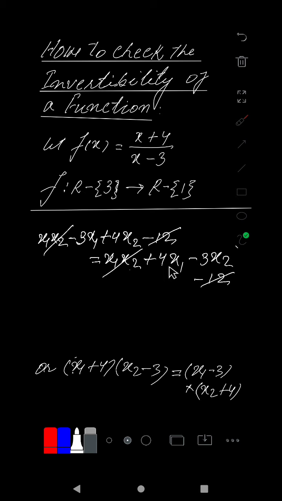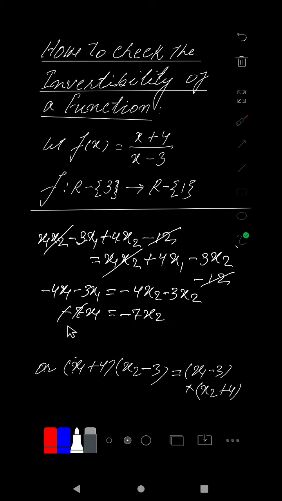Now transposing 4x1 to the left hand side, we have minus 4x1, and minus 3x1 was already on the left hand side, so minus 3x1 is equal to, now transpose this 4x2 to the right hand side, so it becomes minus 4x2, and minus 3x2 was already there, minus 3x2. Now simplifying, we get minus 7x1 is equal to minus 7x2. Cancelling minus 7 from the left hand side and right hand side, we get x1 is equal to x2.